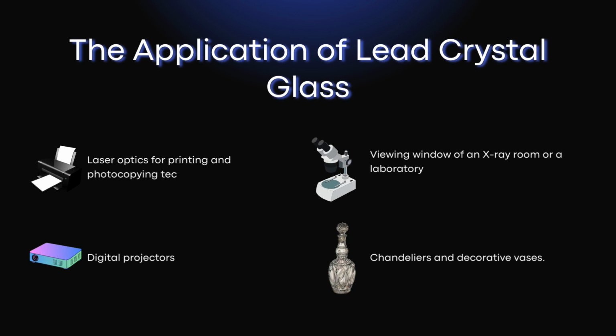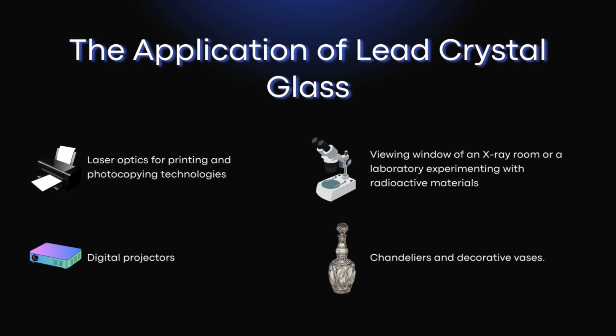Nowadays, lead crystal glass is used in our daily life. We use lead crystal glass in almost every glass. Let's go to the detail. First thing first, lead crystal glass is used in laser optics for printing and photocopying technologies. That means you can see lead crystal glass in your printer. For those who have a printer at your house, or maybe you can go to an electrical shop or computer shop and see the glass, for those who have never seen a printer before.